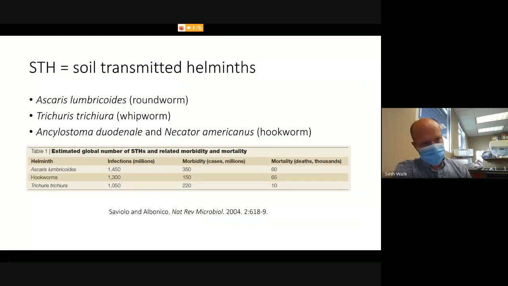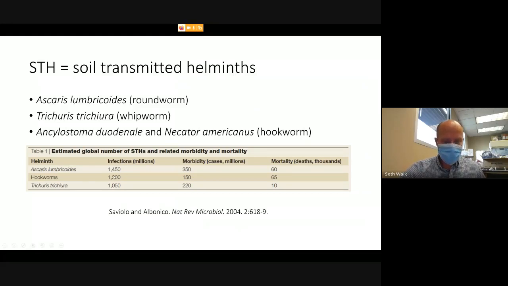So what are soil-transmitted helminths? These are parasites, so they're not good for us overall. Human soil-transmitted helminths generally fall into three or four different species: roundworms, whipworms, and hookworms. And you can see in this table that a lot of people are infected. These are in millions, so about 1.5 billion people are infected. Between 1 billion and 1.5 billion people are infected with these three different types of soil-transmitted helminths.